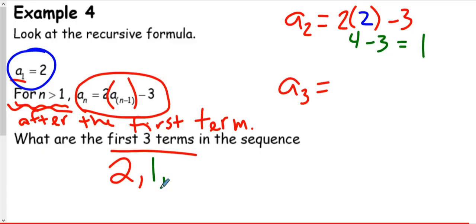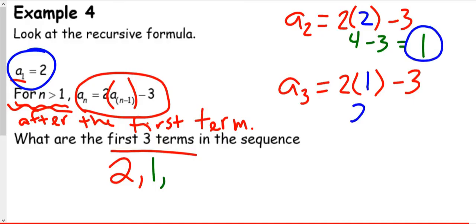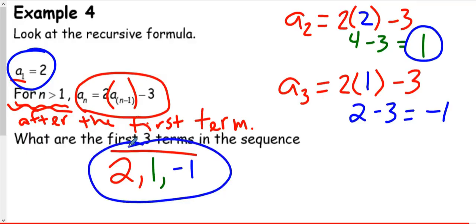Then we're going to plug that in. So now I have A3, which means we take 2 times A2 minus 3. A2 we found to be 1. So 2 times 1 is 2, and 2 minus 3 is negative 1. And that's it. We found our first 3 terms of the sequence.